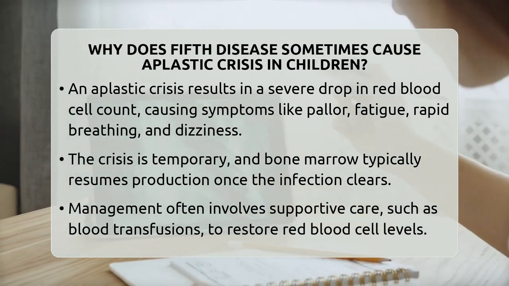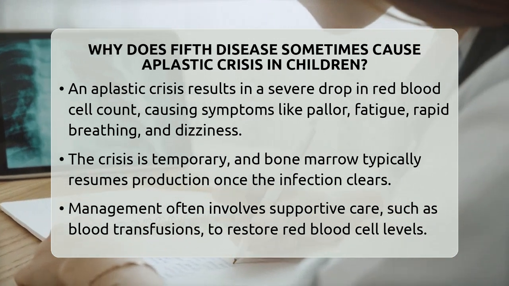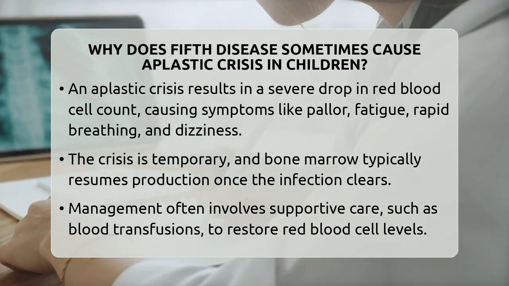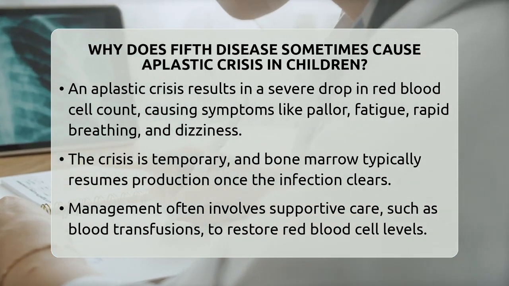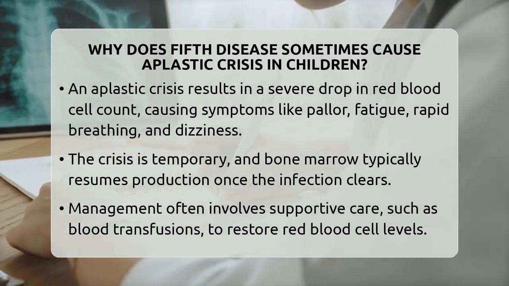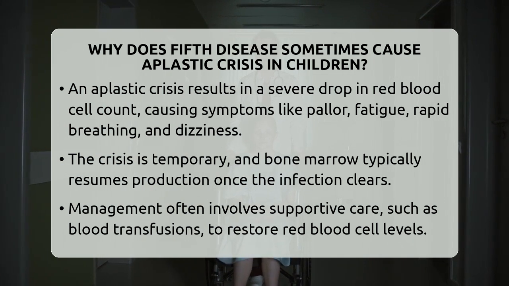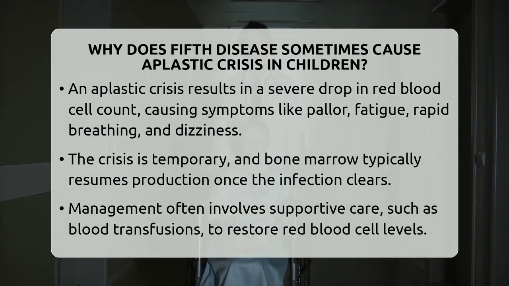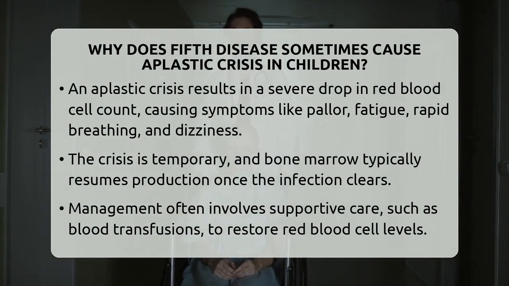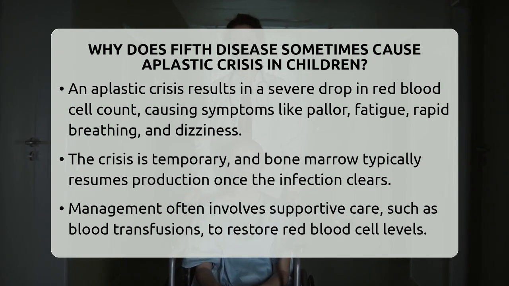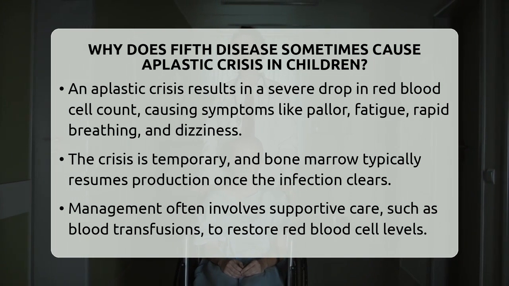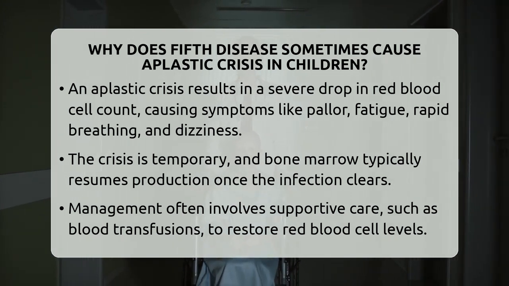During this time, children might look pale, feel very tired, breathe faster, or have a rapid heartbeat because their blood can't carry enough oxygen. They might also experience symptoms like weakness or dizziness. Fifth disease often shows up with a distinctive slapped cheek rash and mild flu-like symptoms. But in children with blood disorders, the infection can cause this serious complication.